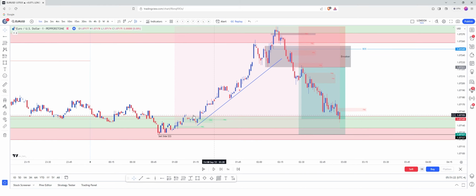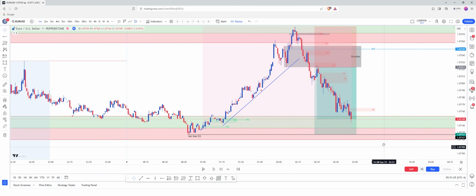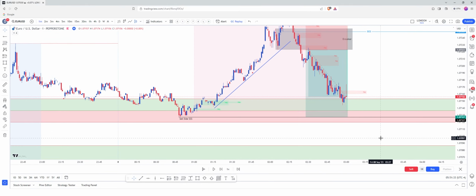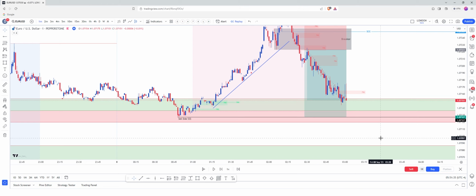So price is continuing nicely. So we're into this 15-minute fair value gap now. So we just need to be aware that we could get a reversal. I would hope that it would come and take out the sell side before any reversal, so at least we can get TP1 taken.